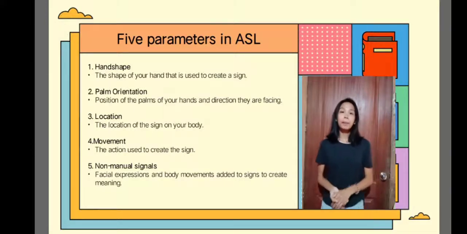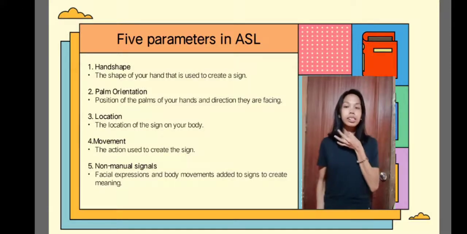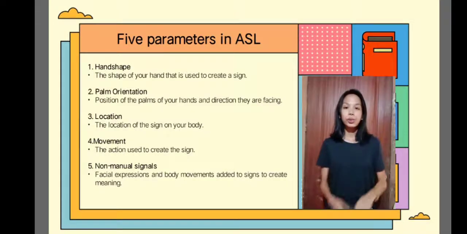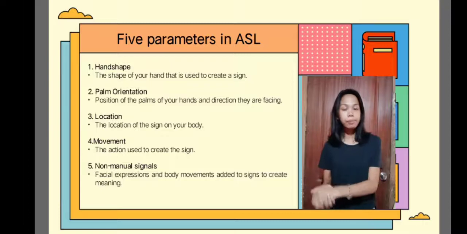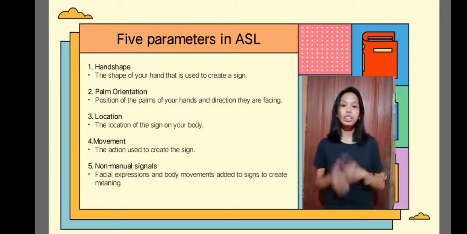Another example is this. This is the sign for curious. This is the sign for soon. Again, the movement is the same, the hand shape is the same, the only difference is the location.